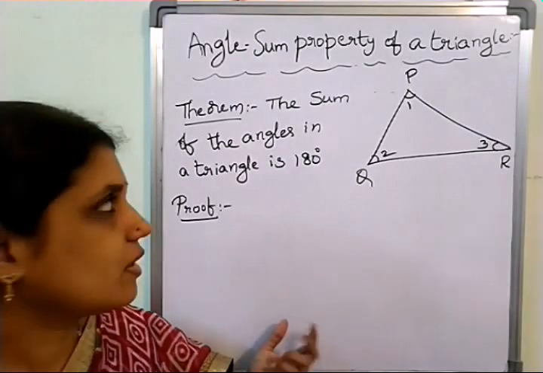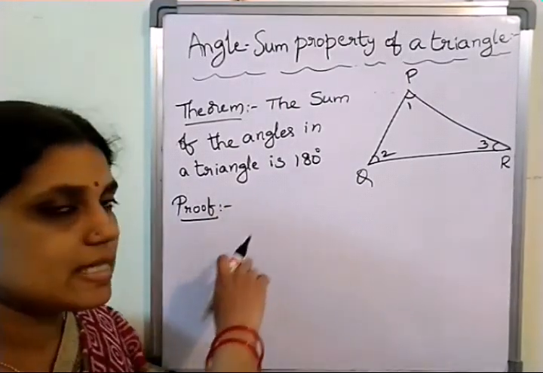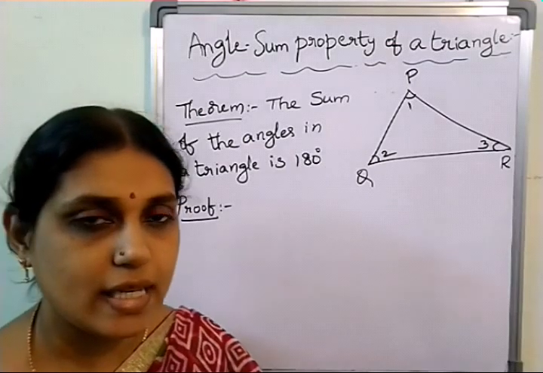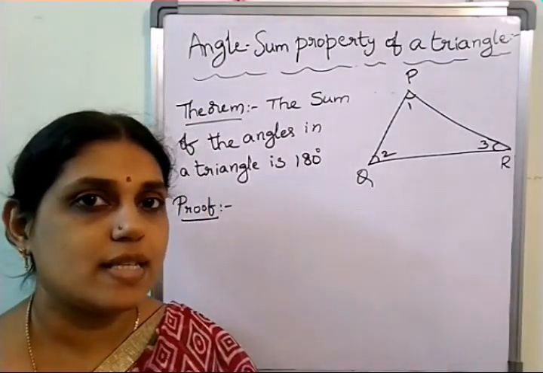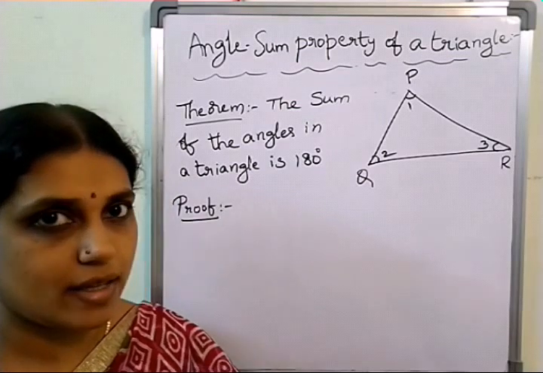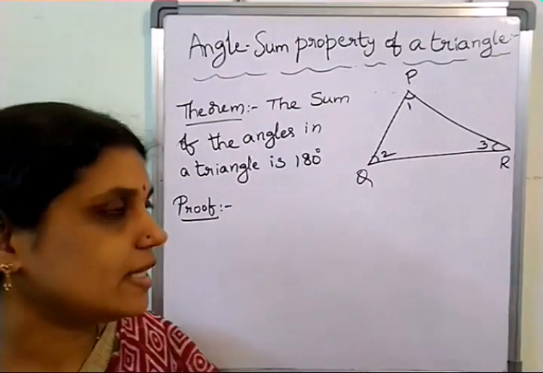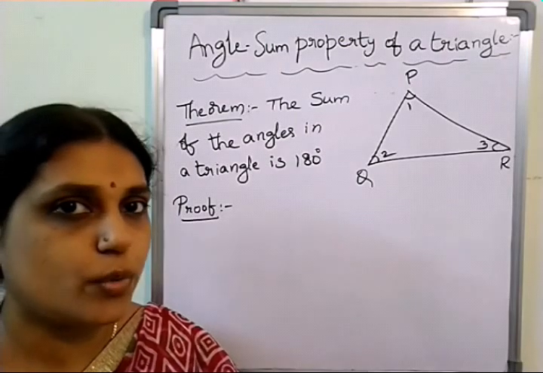Now once again we recall that. The sum of the angles in a triangle is 180 degrees. Okay, that is angle sum property of triangle. The sum of three angles in a triangle is equal to 180 degrees. But now we are going to prove it.